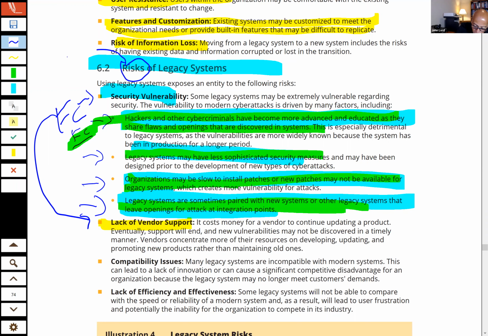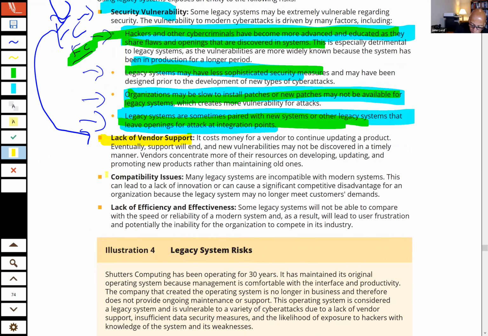So there'll be this big risk flashcard: security vulnerability, lack of vendor support, compatibility issues. Many legacy systems are incompatible with modern systems, right? And lack of efficiency and effectiveness. You know, there may be a situation where you're dealing with technology that the world has passed by, and you have that risk if you maintain a legacy system.